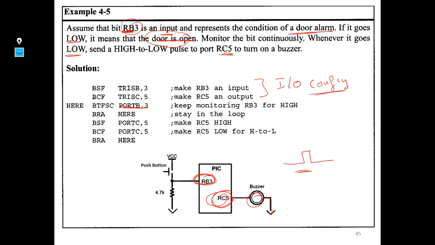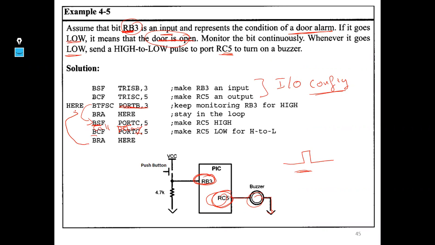Now, if the value is 0, there is a skip. In that case, we have to send the pulse to the buzzer. So how to send the pulse to the buzzer? Bit set 5, port C, 5, and then bit clear 5, port C, 5. So you can add here in between call delay to make the buzzer beep with a certain delay. And then we have to return back.